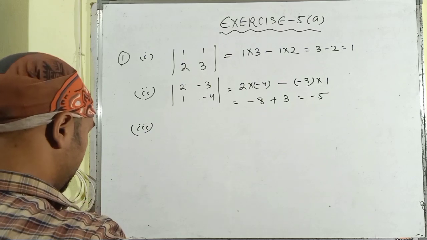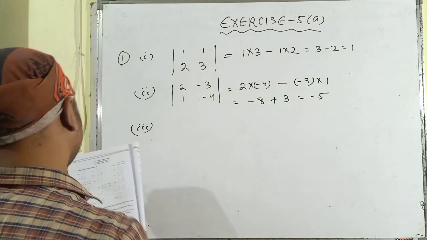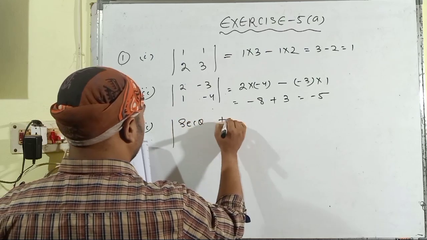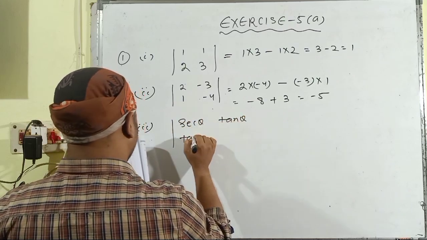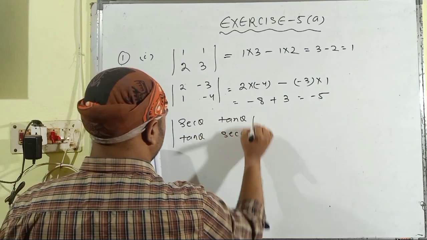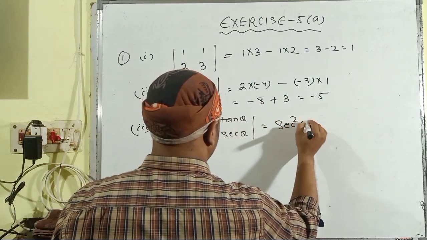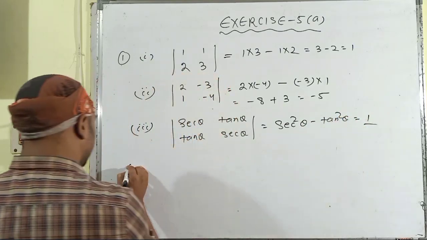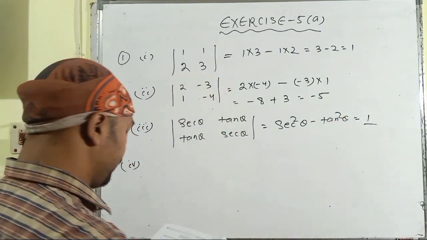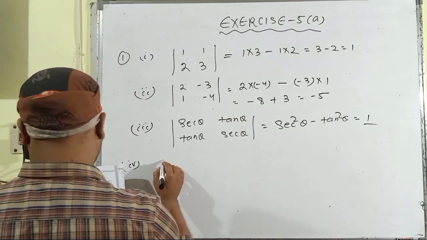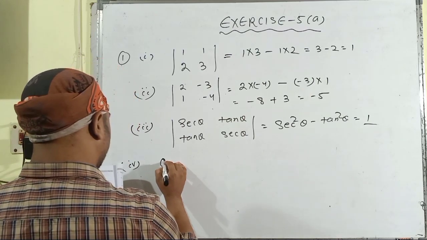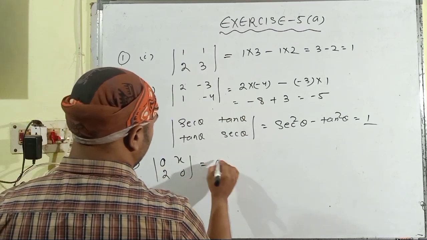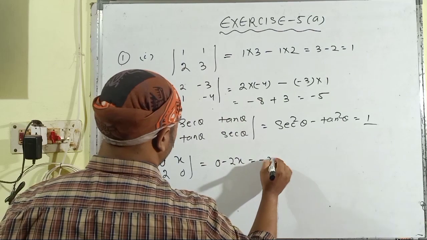Then the third one is here. Determinant of sec theta, tan theta, tan theta, sec theta. And this is sec square theta minus tan square theta, and that is equal to 1. Then the fourth one is here. Determinant of 0, x, 2, 0. Then this is 0 minus 2x, and that is minus 2x.